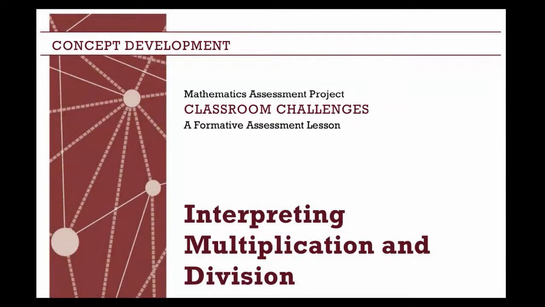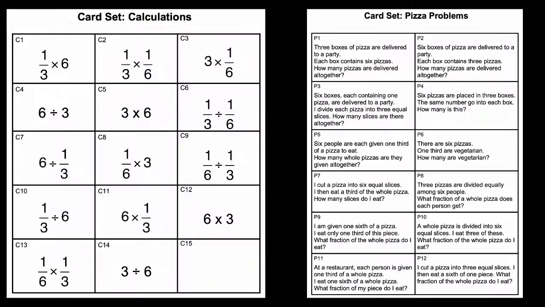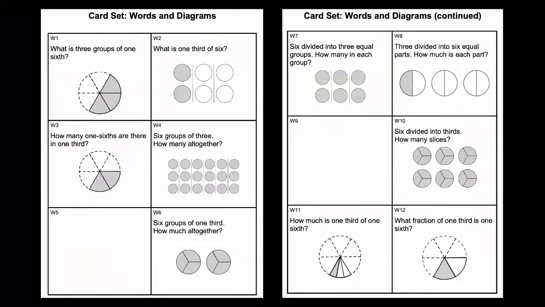Connecting to students' prior knowledge is a high-leverage practice that should be considered when introducing new content. The formative assessment lesson, Interpreting Multiplication and Division, is a perfect way to begin the study of fraction division. Almost all of these problems should be familiar to students from their work in grade 5. In this task, students will match various representations of multiplication and division of fractions and whole numbers. The representations included are numerical expressions, word problems about pizzas, and a variety of area models and set models. Students should work in pairs to group each set of matching representations and defend their reasoning to peers.